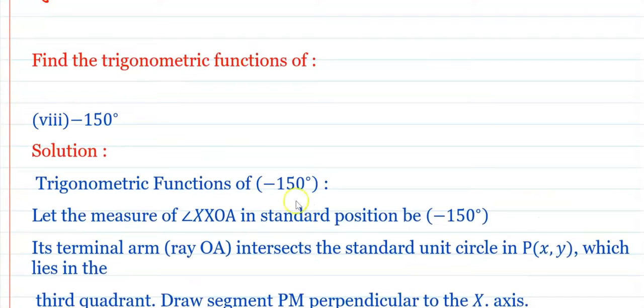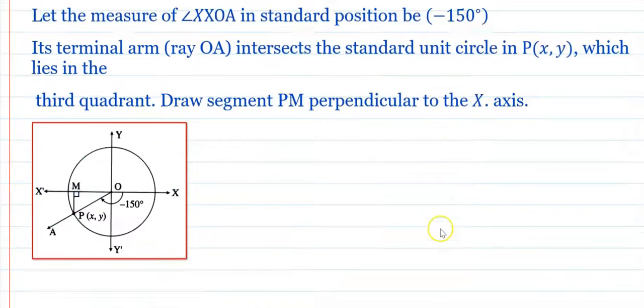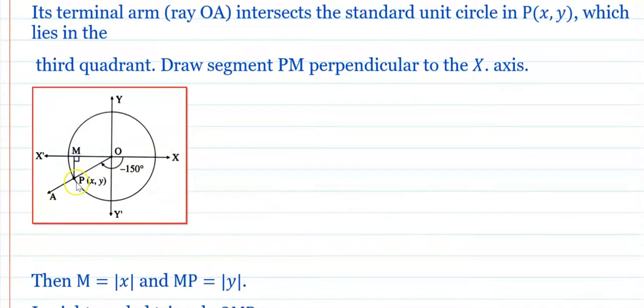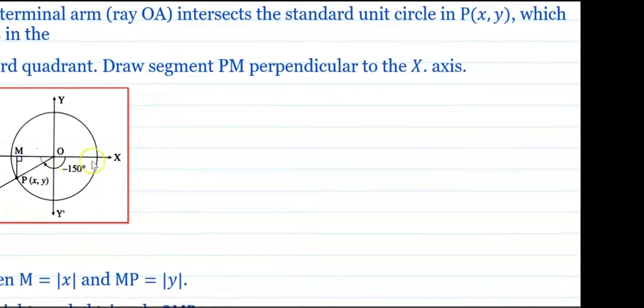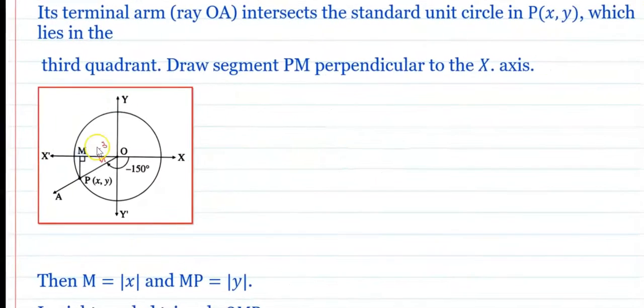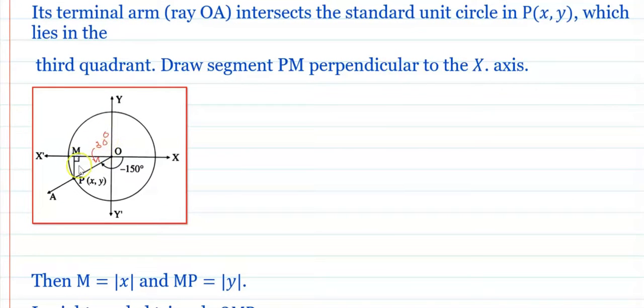Now the trigonometric functions of minus 150 degree. Let the measure of angle XOA in a standard position be minus 150. Now, therefore, the measure of this angle is 30 degree. This is the 90, and therefore the measure of this angle is 60 degree.